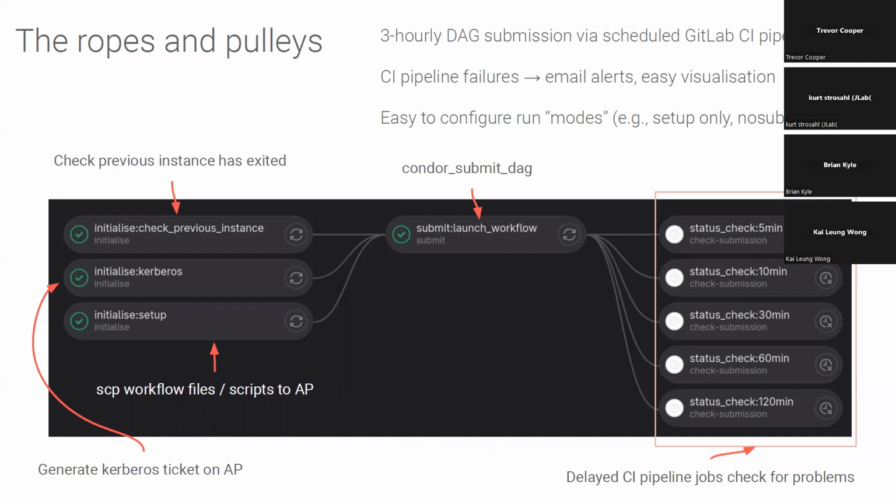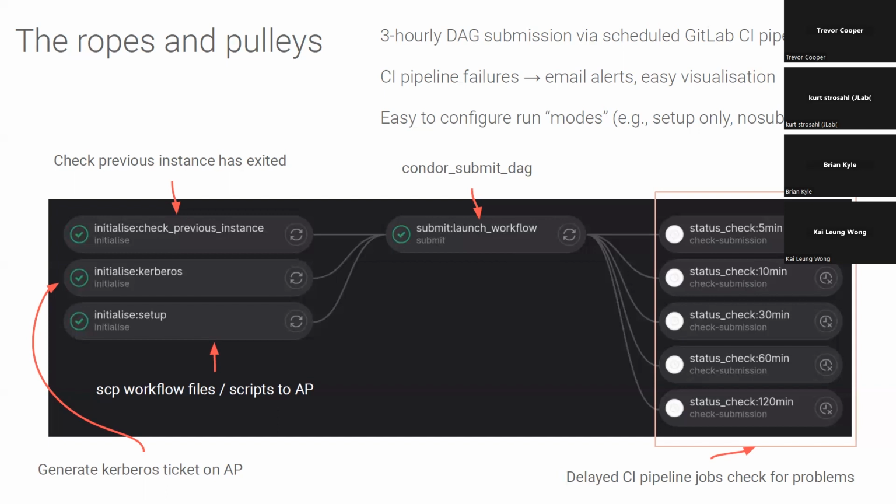There's also various authentication and copying workflow files over to the access point. And this basically all happens via simple SSH, including the submission. And I have a handful of delayed jobs that are designed to go and check the status of that workflow and start yelling at me by email if things look like they're going badly.